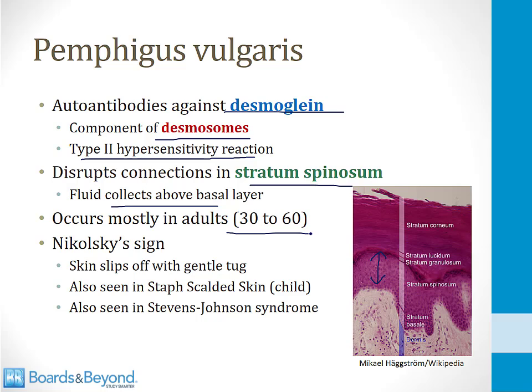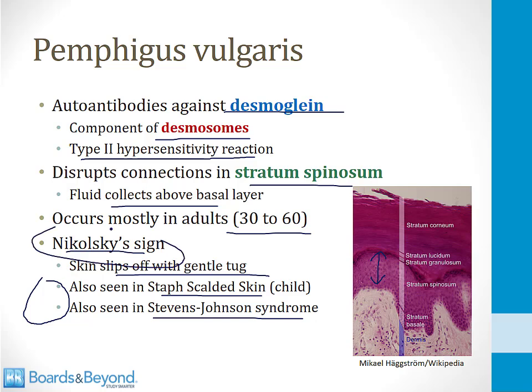And pemphigus vulgaris is one of several causes of Nikolsky's sign. Nikolsky's sign is when the skin will slip off with a gentle tug. You can see that in pemphigus. You can also see it in staph scalded skin syndrome in children. You can also see it in Stevens-Johnson syndrome. And in all of these syndromes, what's happening is that you have loss of connections in the epidermis, and that allows the skin to just slip off.